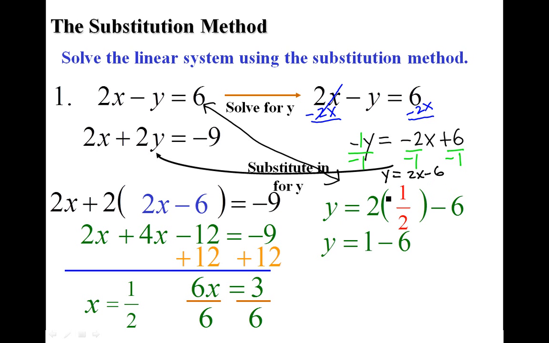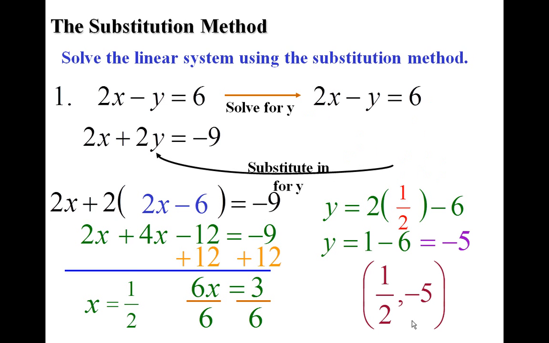So right now all we're doing is using y equals 2x minus 6 and plugging in 1/2 into this equation here. 2 times 1/2. These numbers cancel out because 2 is over 1 and 2 is in the denominator, and 2 divided by 2 is 1. That's why they cancel. So we have 1 minus 6, which is negative 5. So the answer is (1/2, negative 5).